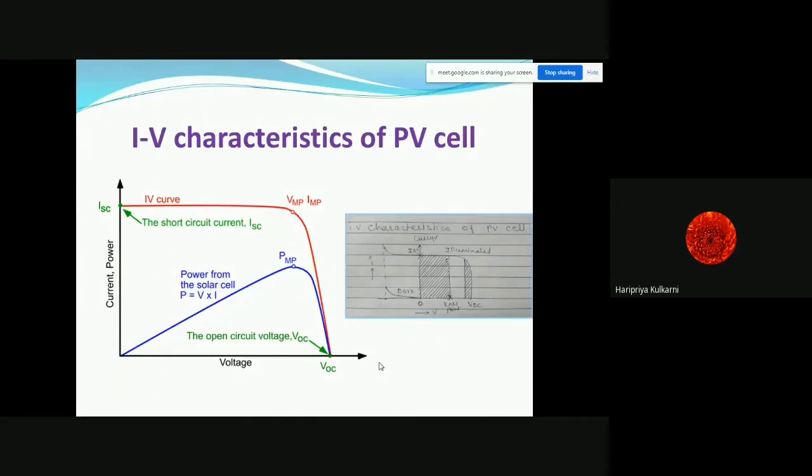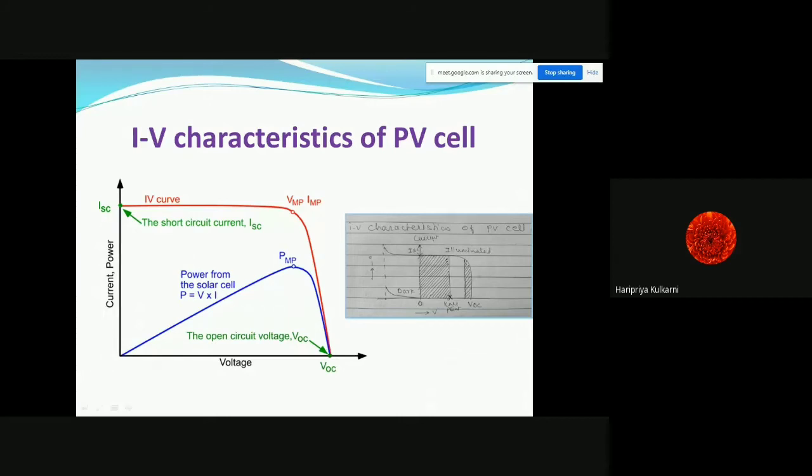Now we'll see the VI characteristics. Generally, for every device, we call it VI characteristics. But understand, for a solar cell or PV cell, we always call it IV characteristics because we are interested in current as well as voltage. We cannot operate it with zero current or zero voltage, but we want a sufficient amount of current and voltage to drive a particular load.